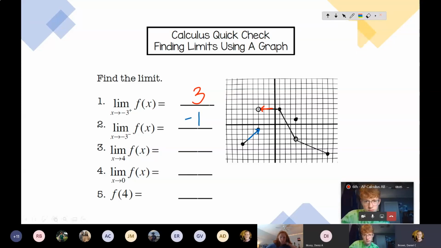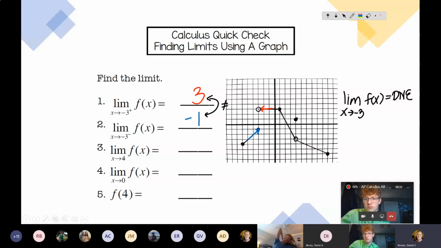It wasn't asked, but I do want to review this concept. If I just asked you to find the limit as x goes to -3 of f of x, and there wasn't a plus or minus, you would need to consider both sides. Since the left-hand side and the right-hand side are not equal to each other, then we know that the limit as x goes to -3 of f of x does not exist at all.